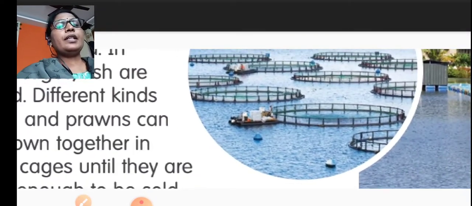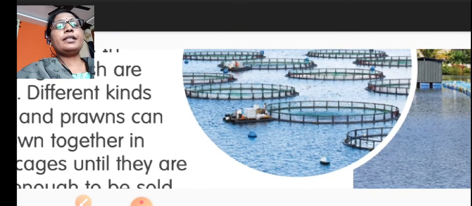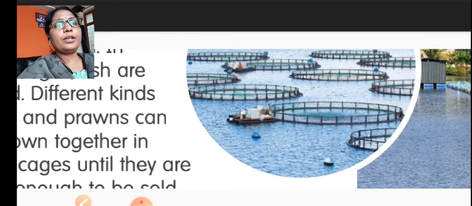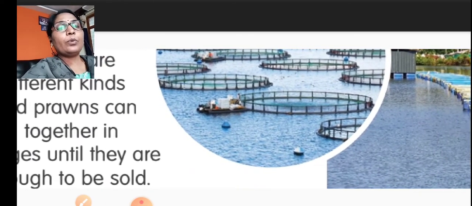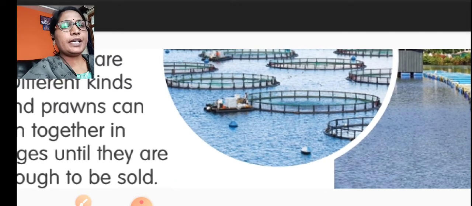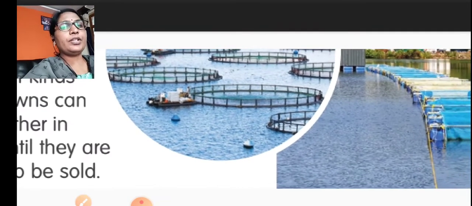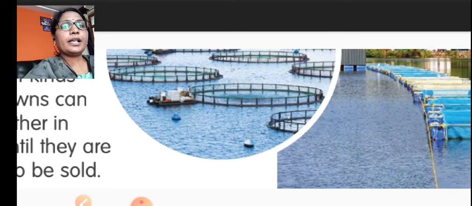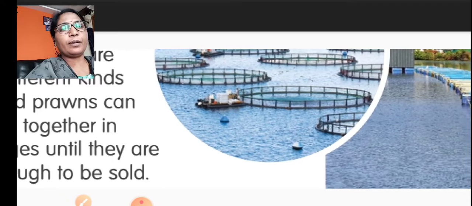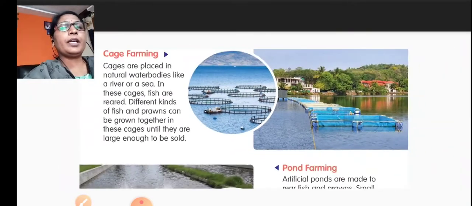Fingerlings, which are very small fishes, live in these cages, and the farmers supply good nutritious food for growing fishes and prawns. When they grow to the required size, the farmers capture these fishes and sell them in the market, and they get profit from this. They earn money from this fish farming.